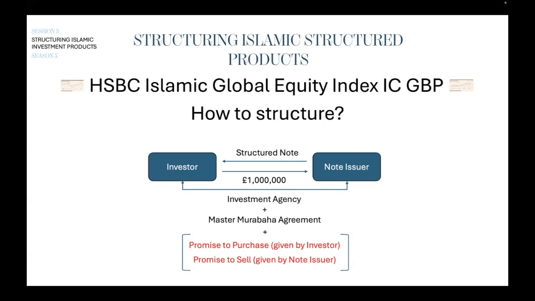This is a master Murabaha agreement pursuant to which, as and when there is a requirement, investor and note issuer would enter into commodity trades as per the details given. And the third thing, which is absolutely important for the functioning of this structured note, is a couple of promissory notes, which would be part of the product. Promise to purchase given by investor and promise to sell given by note issuer.